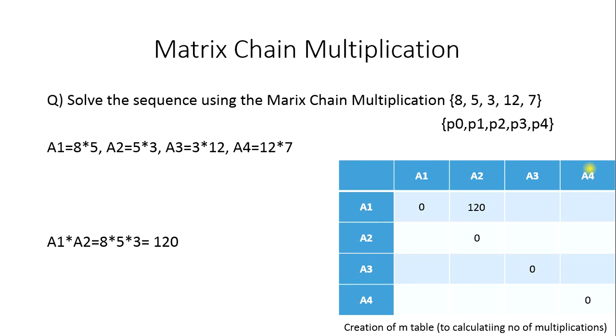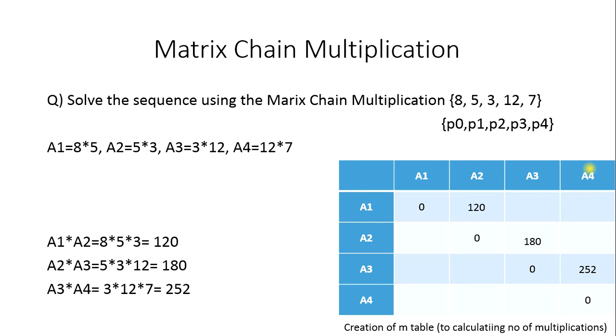Okay, then a2 and a3 will be multiplied. This is a similar pattern: 5 into 3 multiplied by 3 into 12. 3 becomes common, and 5 into 3 into 12 are the total number of multiplications required. And as you can see on the right hand side, we are filling the table accordingly with the total number of multiplications. Hence we are creating the M table. We are filling up the M table. Similarly, a3 into a4, we get the total number of multiplications as 252.